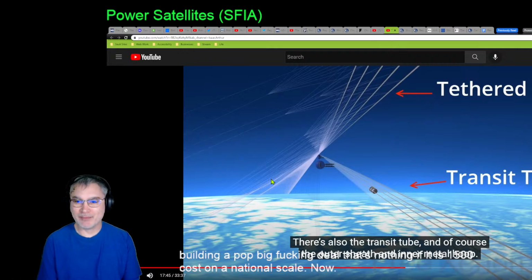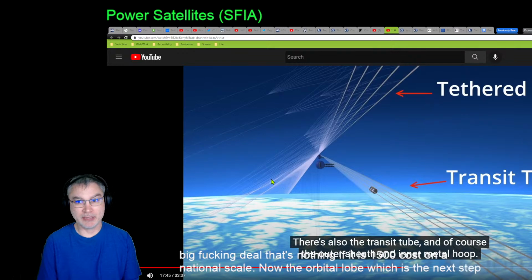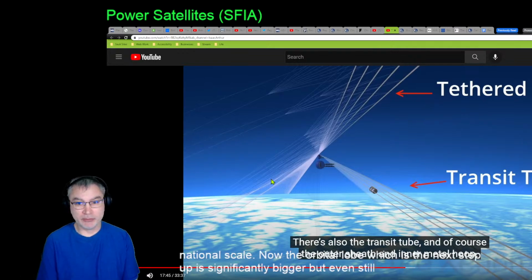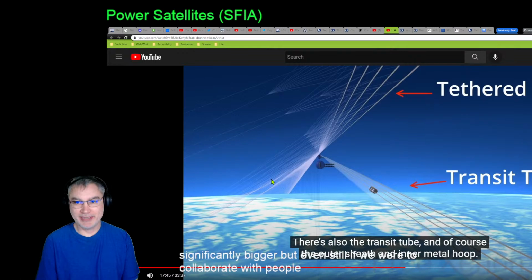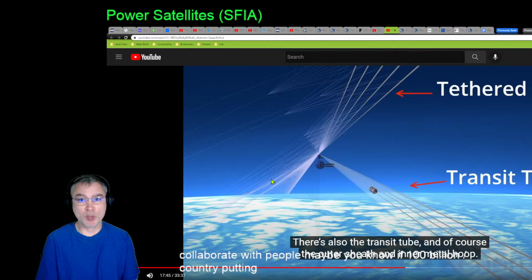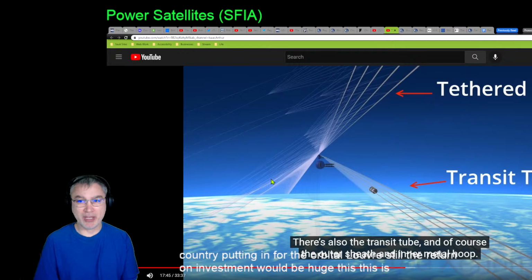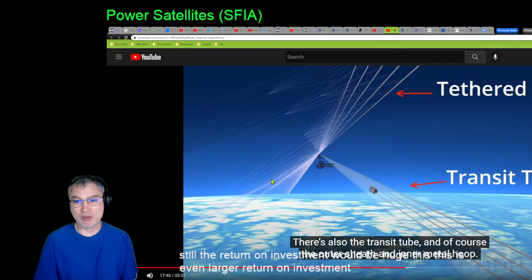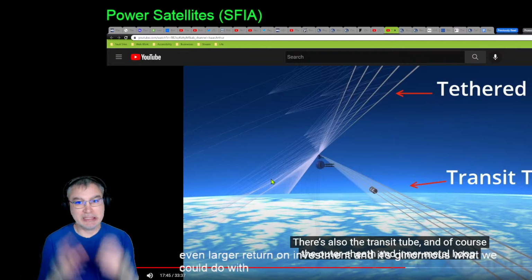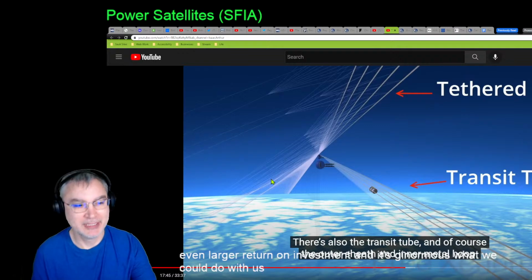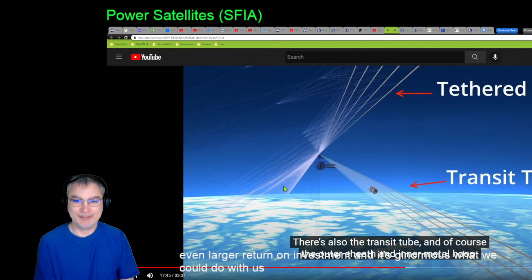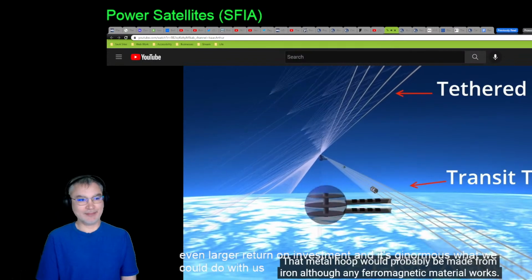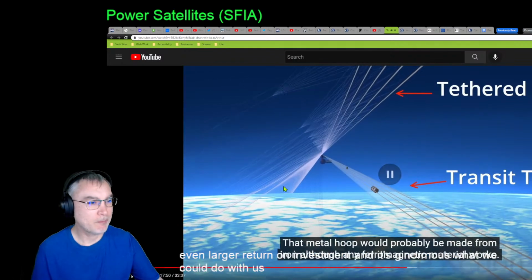Now the orbital loop, which is the next step up, is significantly bigger. But even still, if we were to collaborate with people, maybe it's $100 billion per country putting in for the orbital loop. But still, the return on investment would be huge. This is even a larger return on investment. I mean, it's ginormous what we could do with this. The metal hoop would probably be made from iron, although any ferromagnetic material would.